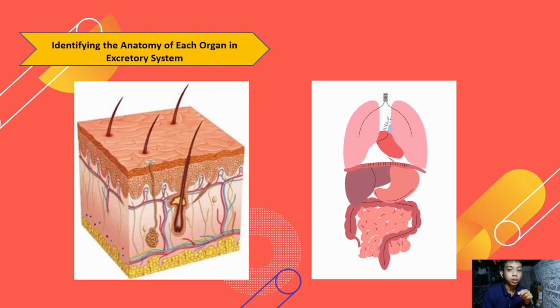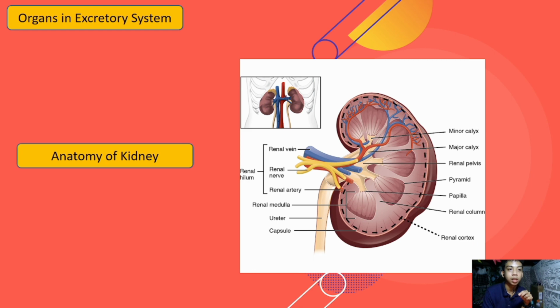In this session or video, we will be identifying the anatomy of each organ in the excretory system. So the first organ in the excretory system is the kidney. So this is the anatomy of the kidney.